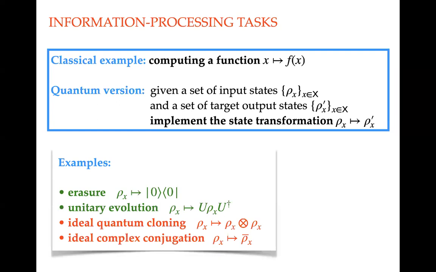Examples: erasure is the task where you want to map every input density matrix to a fixed state, let's say the ground state. Unitary evolution is unitary evolution.